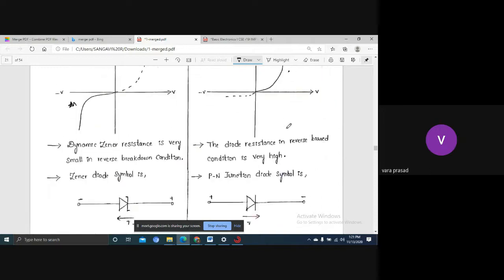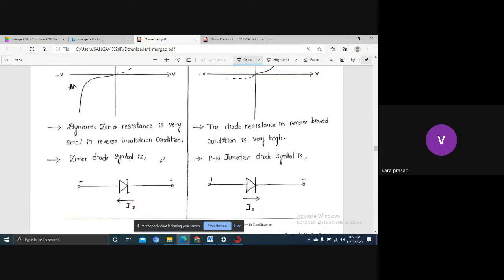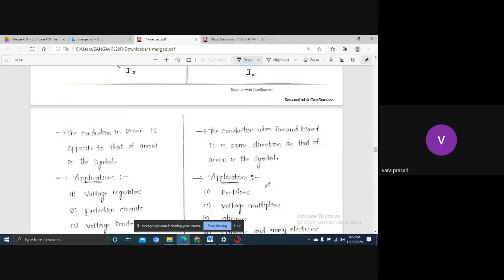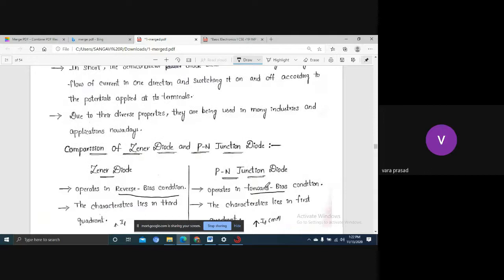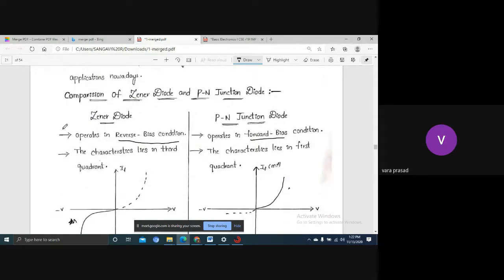And everything is the symbol. The Zener diode symbol is this one, and the PN junction diode symbol is this one. Here a Z will be there, and here a normal straight line will be there. Very important, listen carefully: the Zener diode is heavily doped, and this one is lightly doped.